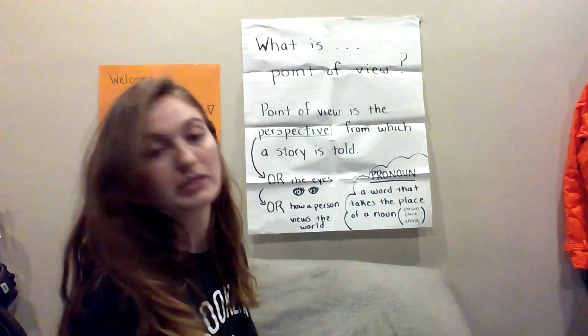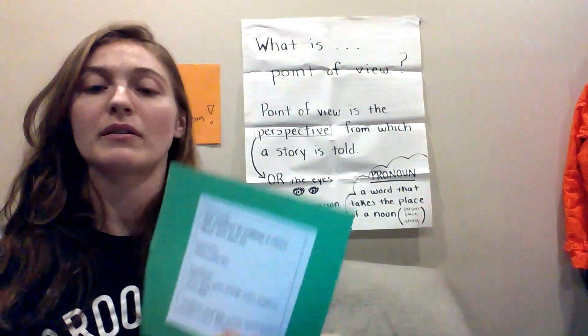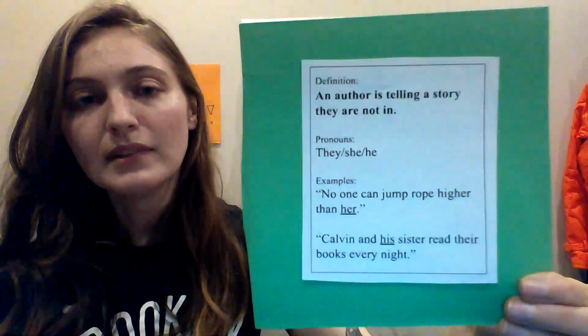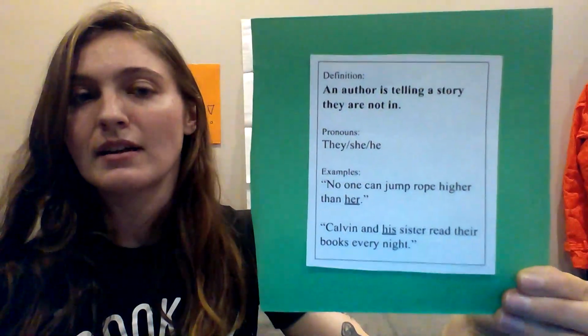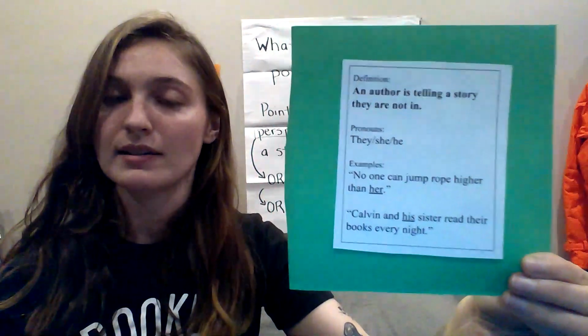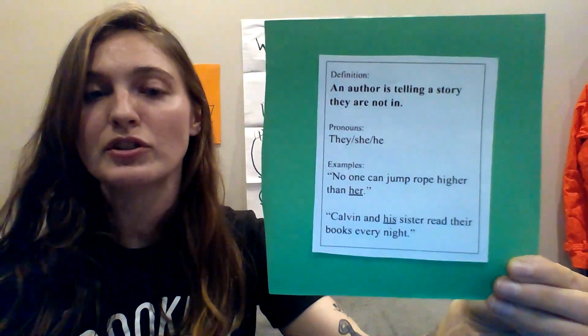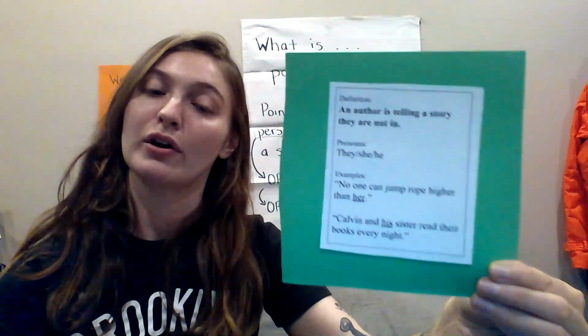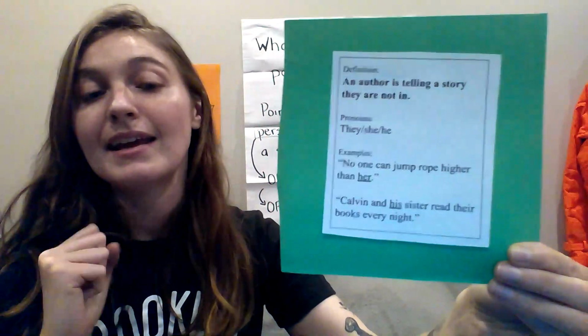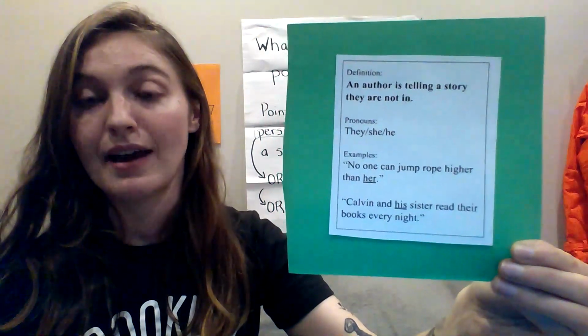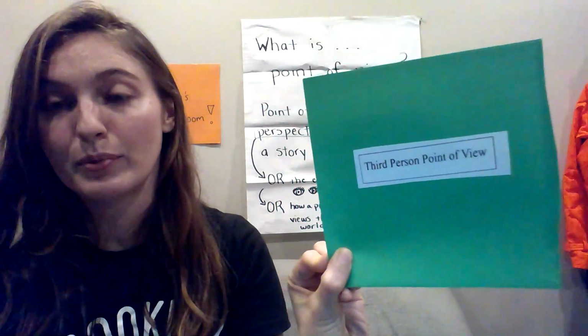And then my cue cards to help you remember third person point of view: an author is telling a story they are not in. The pronouns are they, she, and he, and the examples are "No one can jump rope higher than her," or "Calvin and his sister read their books every night." And that is third person point of view.